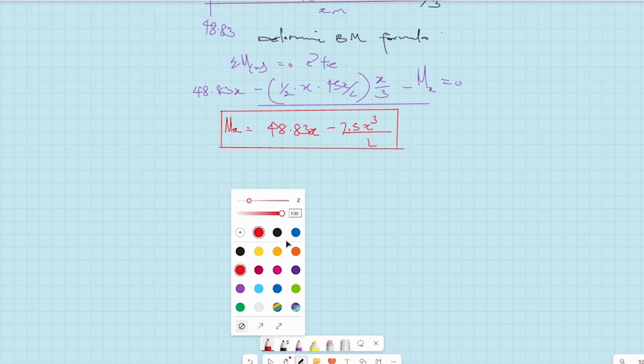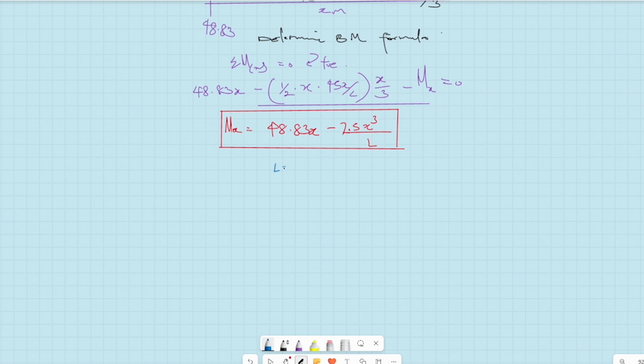So because I have a total beam length of 6.5 meters, I'd like to have the bending moment at point 0, 1, 1.5, 2, 2.5, 3, 3.5, 4, 4.5, 5, 5.5, and 6, then 6.5. So those are the points on the beam where I want to know what the bending moment is.